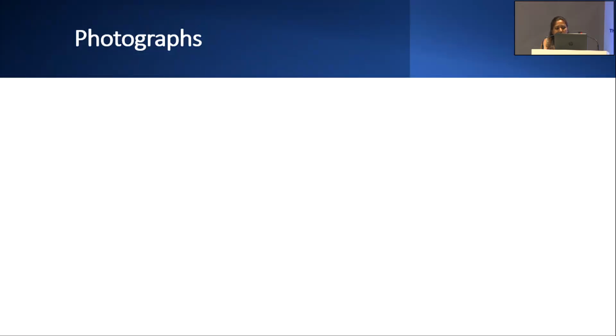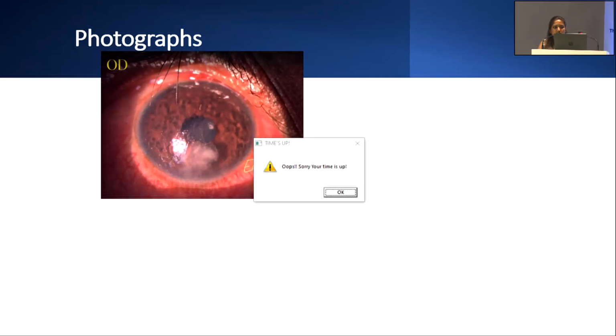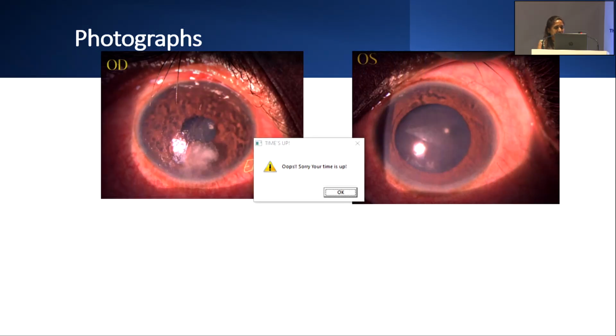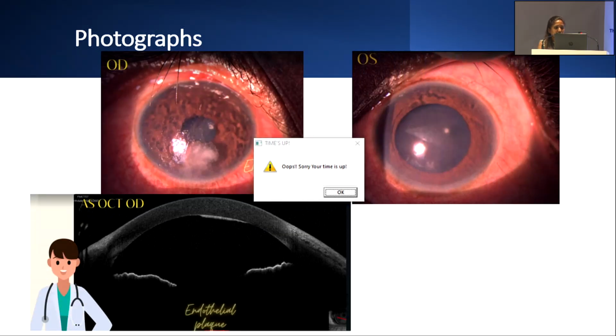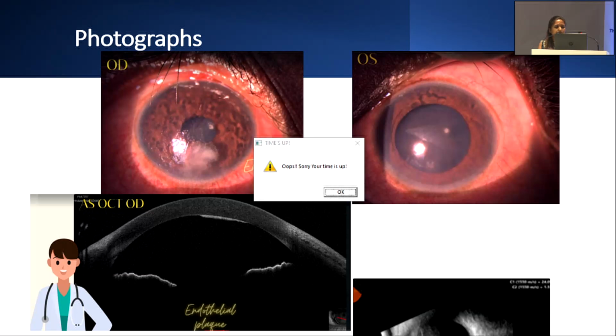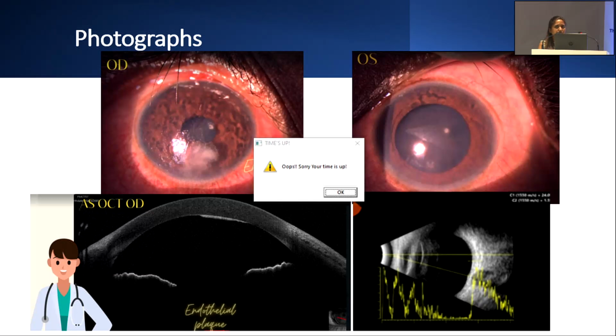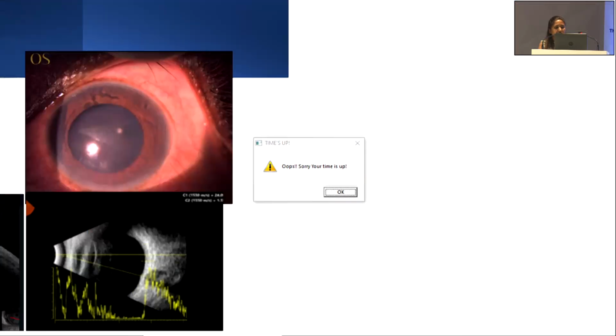Some of the clinical photographs: this is the right eye showing the central corneal endothelial plaque, and the left eye was clear. The AS-OCT shows an endothelial plaque with the plaque boundary being very clear. A B scan was done because the fundus view was hazy, and the B scan was within normal limits.